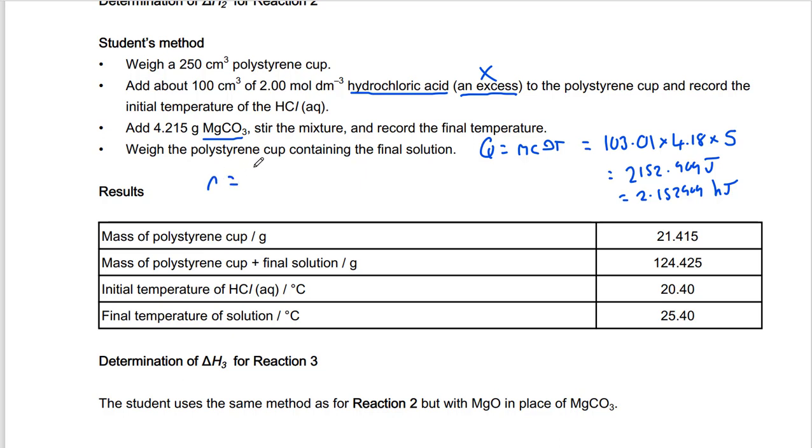So the moles of MgCO3 is going to be mass over molar mass, 4.215 over the molar mass of the total. Magnesium is 24.3, carbon is 12, oxygen times 3 is 48, which gives me 84.3. And therefore 4.215 over that gives me a nice even number, which means you always know you're on the right line when you get a nice even number, 0.05. And then delta H for this reaction is simply Q over n.